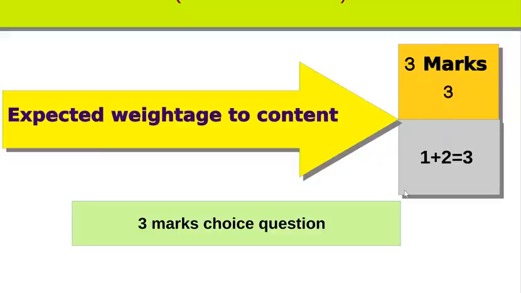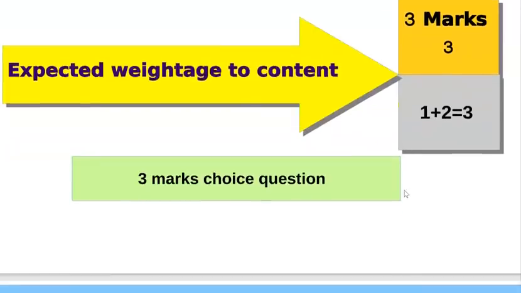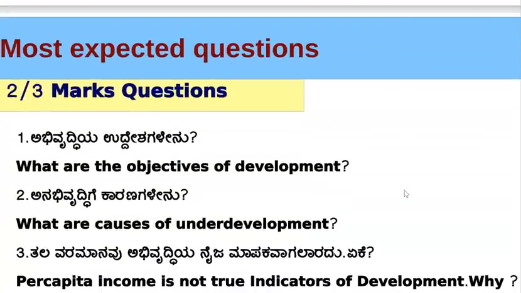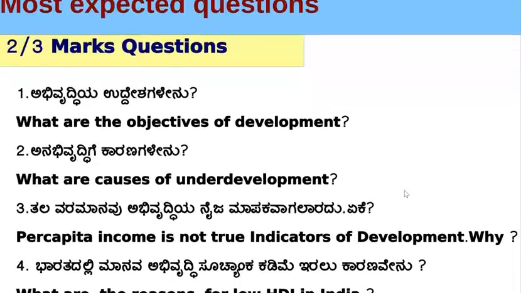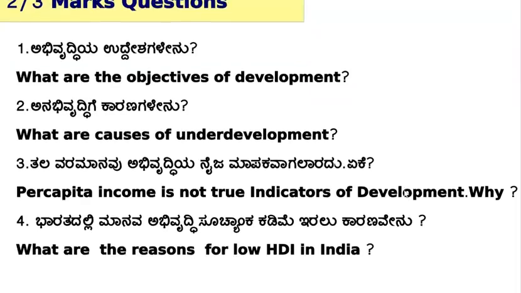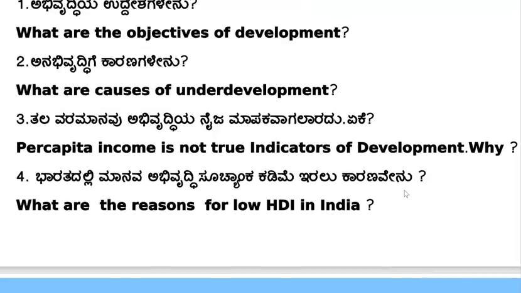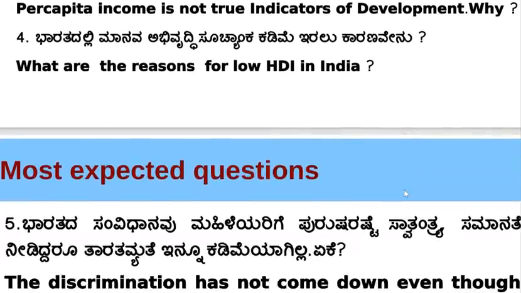Development. From this chapter you can expect a 3 mark choice question. So this chapter carries total 3 marks. If not, 1 plus 2 is equal to 3. Most expected questions for 2 or 3 marks. What are the main objectives of development? What are the causes of underdevelopment? Per capita income is not a true indicator of development. Why? What are the reasons for low HDI in India?